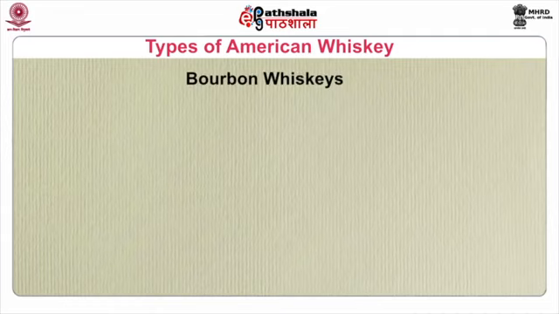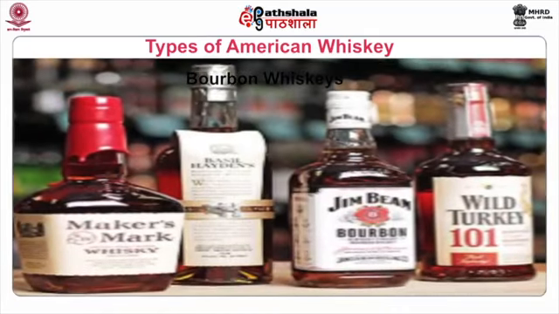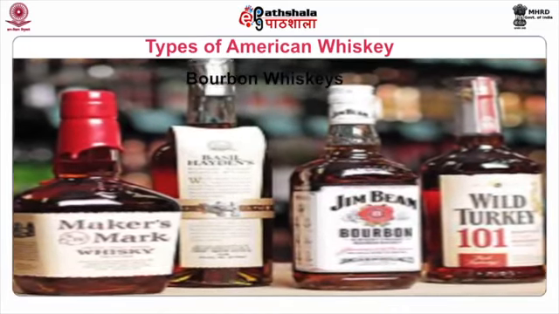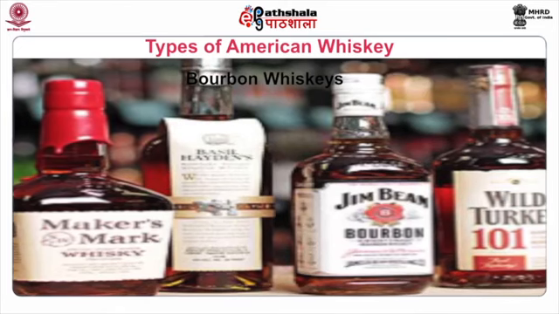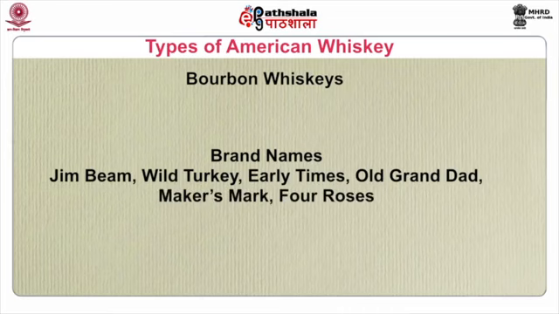The first one is Bourbon whiskies. Classic American whiskey, which is made from maize, rye, and malted barley. Bourbon takes its name from Bourbon County, Kentucky, thus also known as Kentucky whiskies. It must contain at least 51% corn plus rye, wheat or malted barley. It is distilled in a continuous still and is matured in a charred oak cask for a minimum of 4 years. Kentucky Bourbon must be distilled and matured in Kentucky for a minimum of these years. The important brand names are Jim Beam, Wild Turkey, Early Times, Old Grand-Dad, Maker's Mark, and Four Roses.